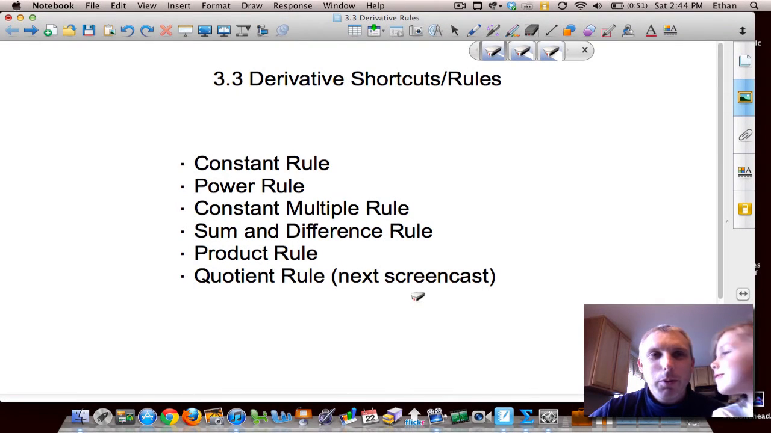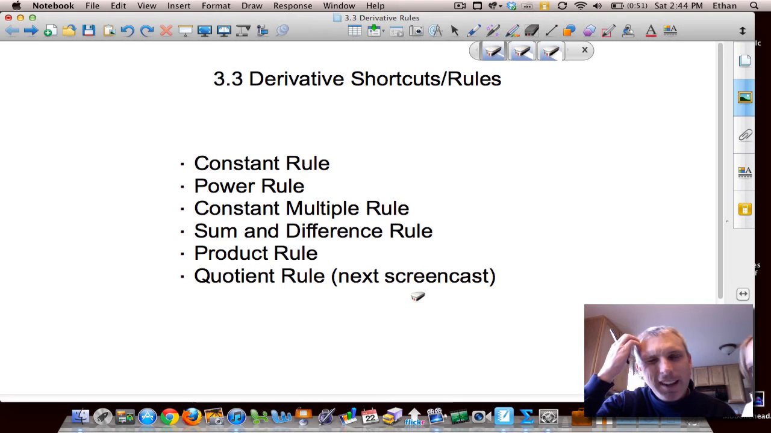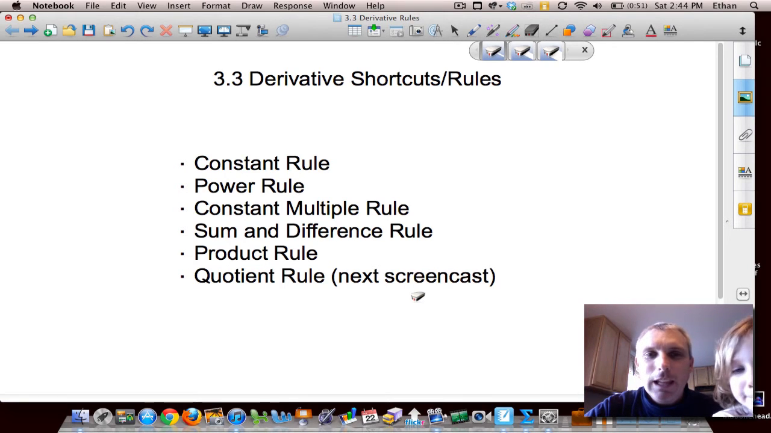Welcome to 3.3 derivative shortcuts. Today we are finally going to ditch the limits, the old, long, drawn-out way to find a derivative, and we're going to talk about some shortcuts. These shortcuts will make your life a lot easier, but it is super important to memorize them all so that we can use them throughout the rest of the year.